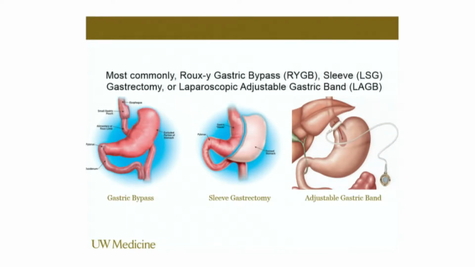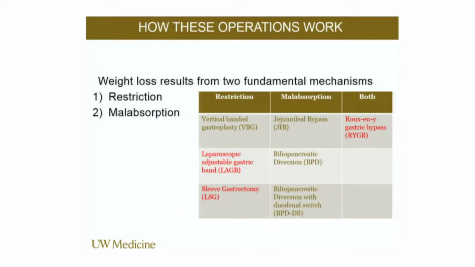And what are these operations? So most commonly in the modern era, there are really 3 operations that we discuss and do. RYGB, or the gastric bypass, that's really the gold standard, the sleeve gastrectomy, and the laparoscopic adjustable gastric band, more commonly known as the lap band. And how do these operations work? Well, there are really 2 fundamental mechanisms. They restrict how much you can eat by limiting the reservoir capacity of the stomach, and they, to some degree, can also induce malabsorption. Some operations fall cleanly into one of these categories, and some operations straddle both.